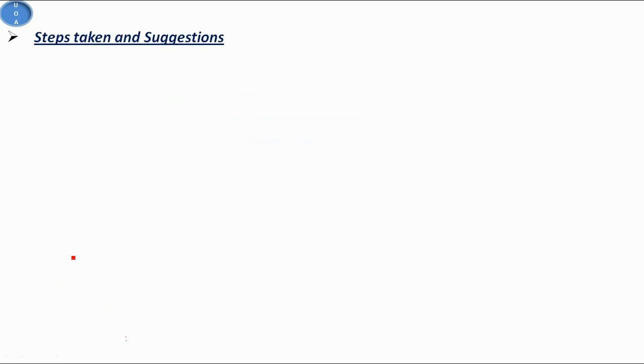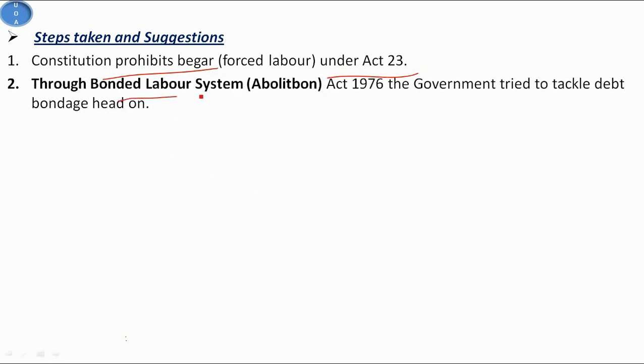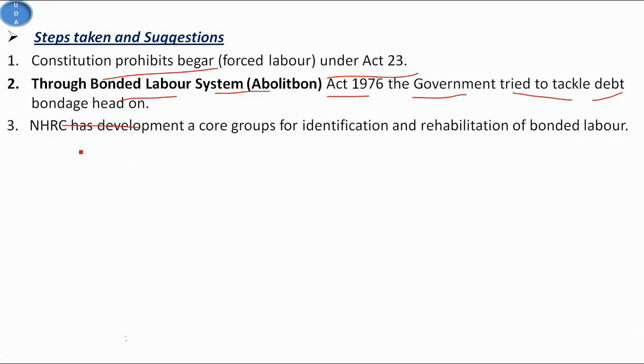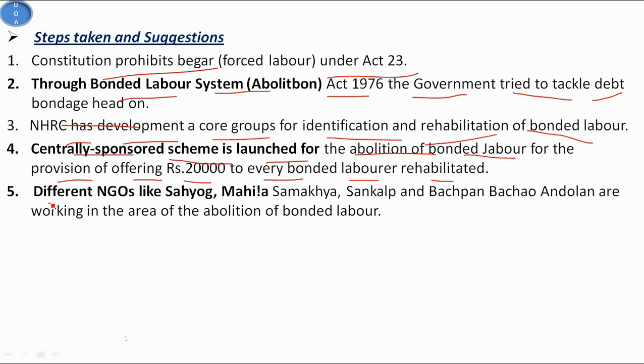Now we see the steps taken by the government and the suggestions with regard to bonded labor. So the constitution prohibits begar under Article 23. Then, with the Bonded Labor System Abolition Act of 1976, the government tried to tackle debt bondage head on. Then the NHRC developed core groups for identification and rehabilitation of bonded labor. Then a centrally sponsored scheme was launched for the abolition of bonded labor, providing rupees 20,000 to every bonded laborer rehabilitated. Then different NGOs like Sahyog, Mahila Samakhya, Sankalp, and Bachpan Bachao Andolan are working in the area of abolition of bonded labor.